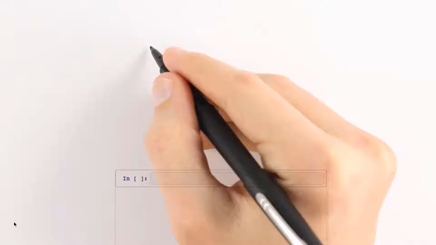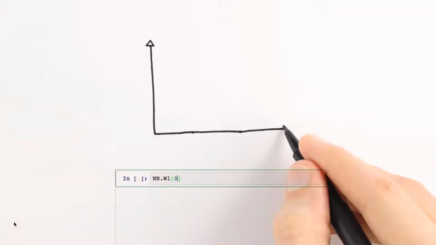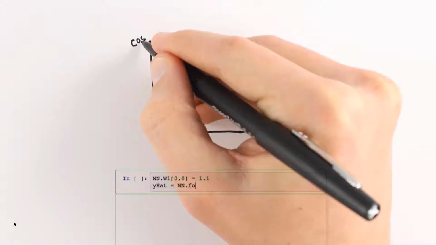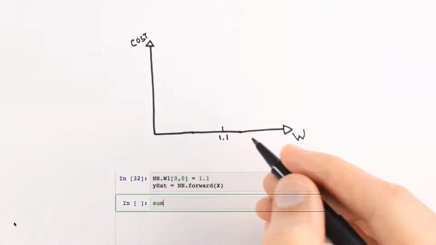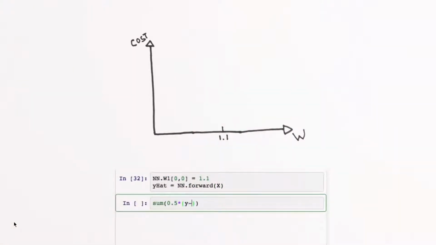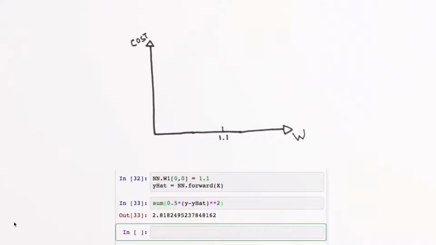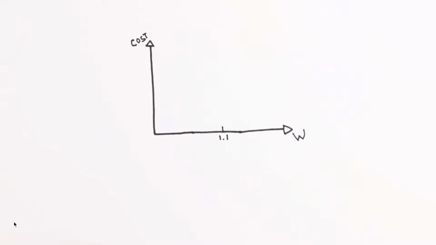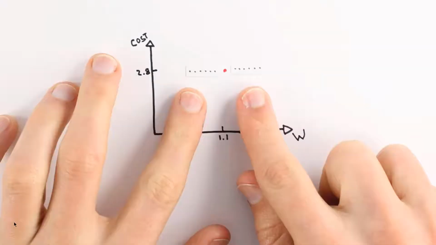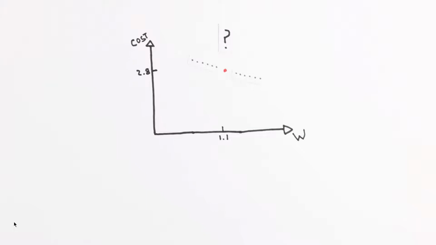Let's return to the one-dimensional case and see if we can be more clever. Let's evaluate our cost function for a specific value of w. If w is 1.1, for example, we can run our cost function and see that j is 2.8. We haven't learned much yet, but let's try to add a little more information to what we already know. What if we could figure out which way was downhill? If we could, we would know whether to make w smaller or larger to decrease the cost.